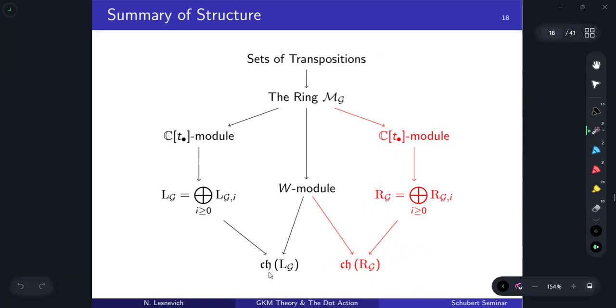So if I say the left character, it's because there's also a right character that I'm not going to talk too much about. But a lot of the computations that I'm going to show you a little bit later today are all going to be in the language of this left character here. With a little bit of variation, you can compute this right character as well.